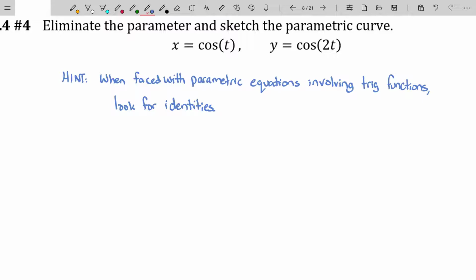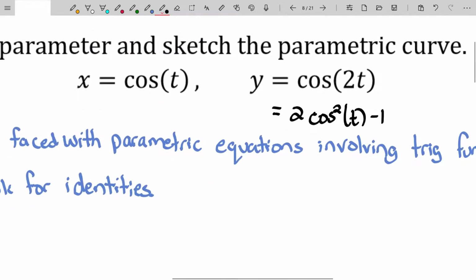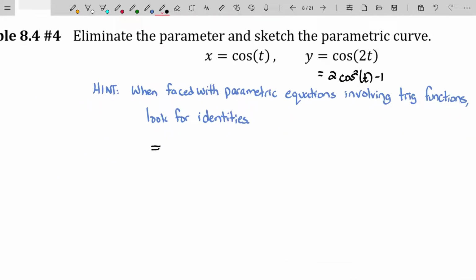So I'd love to take x and substitute it into y somehow. Well, one way that you can rewrite y is using the trig identity for the cosine of the double angle, which is 2 cosine squared of t minus 1. Remember, x is cosine of t, so y being 2 cosine squared of t minus 1 is just going to be 2 times x squared minus 1. So this would imply that y is equal to 2, and instead of cosine being squared, I'm going to write it as x being squared, minus 1.